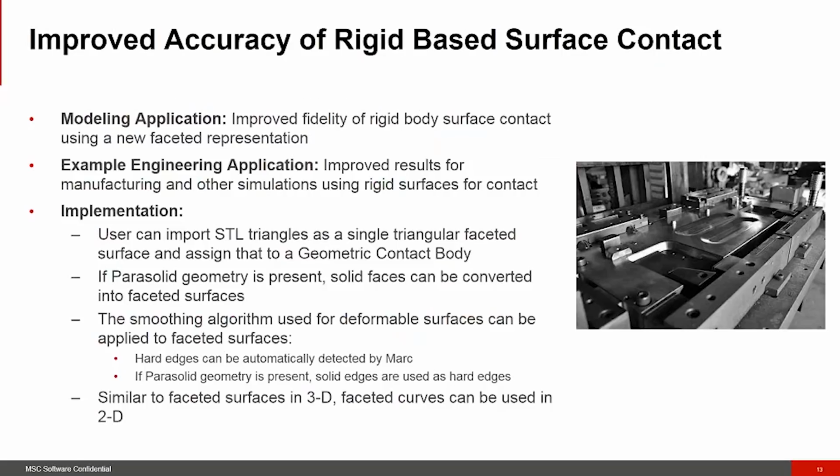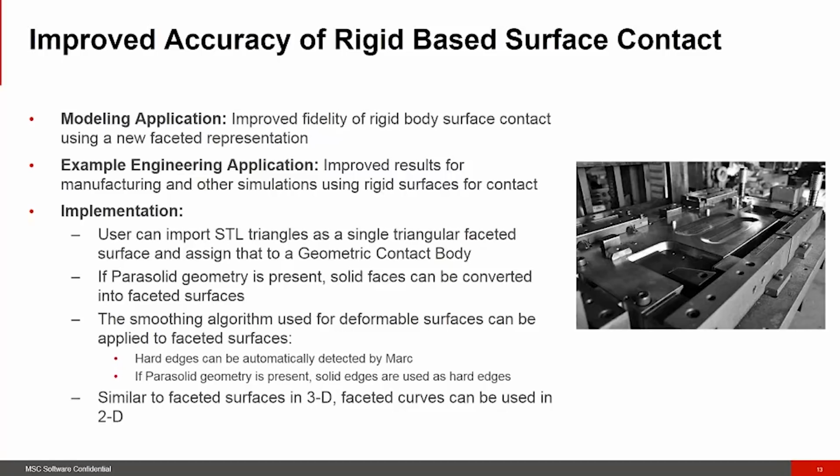So here, another enhancement that has been added to contact analysis is related to improving the accuracy of contact definition for rigid bodies. This is done using a new faceted representation. This is of particular value for manufacturing and other simulations that require rigid surfaces for contact. With the new 2018 version, you can easily import the STL triangles as a single faceted surface and assign those triangular faces to a geometric contact body.